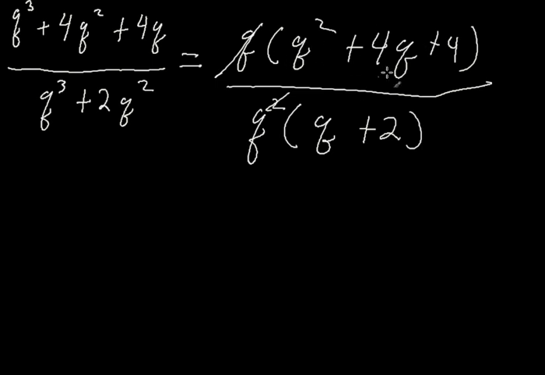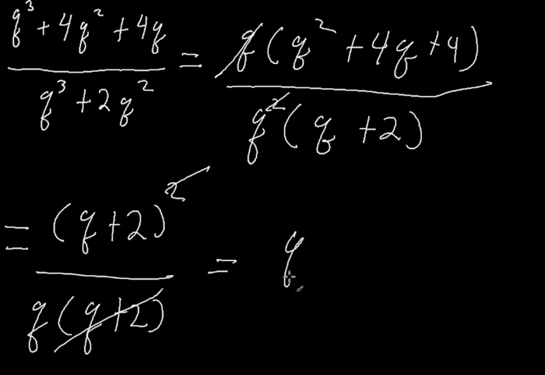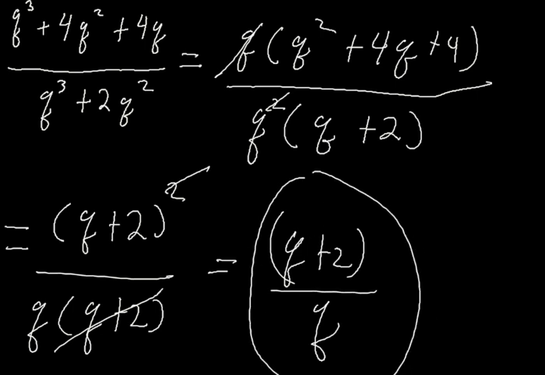Now, the numerator looks like a perfect square trinomial to me. So that would be q plus 2 squared. And then we still have that q plus 2. All right. Now, I can cancel this whole term and that whole term. So I have q plus 2 over q. And that's the final answer, okay? And I can't simplify the q's anymore because this is separated by addition.